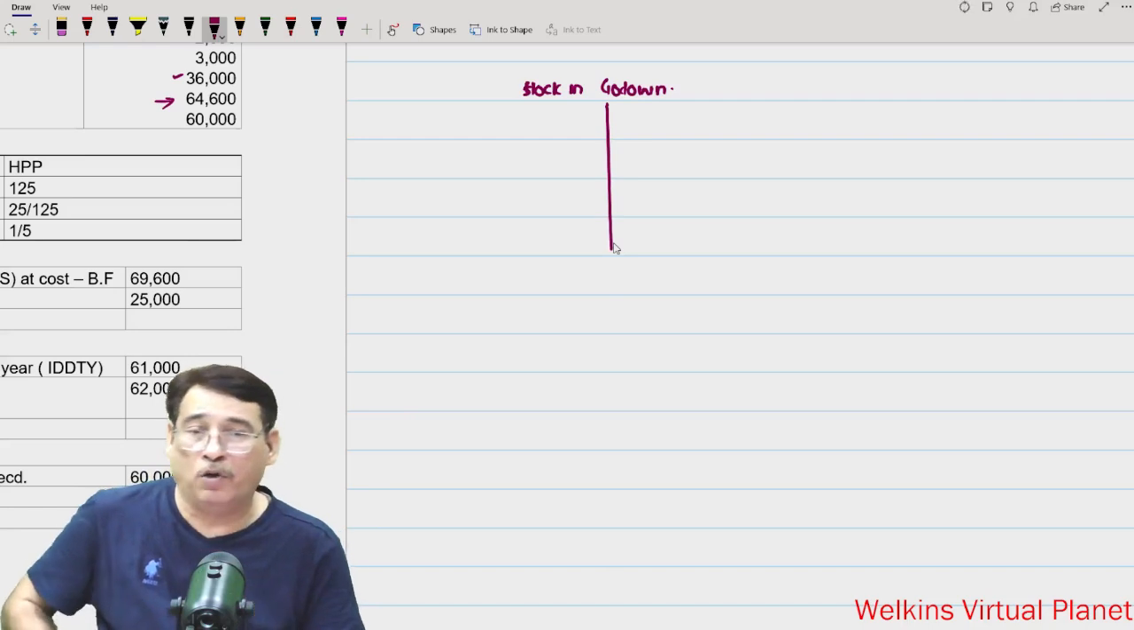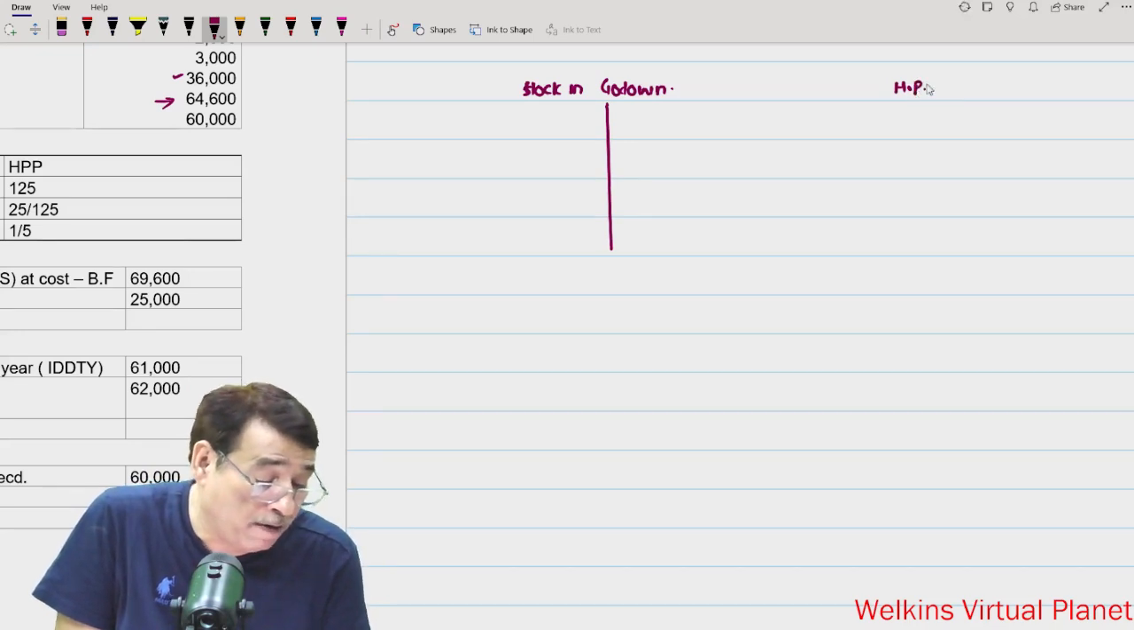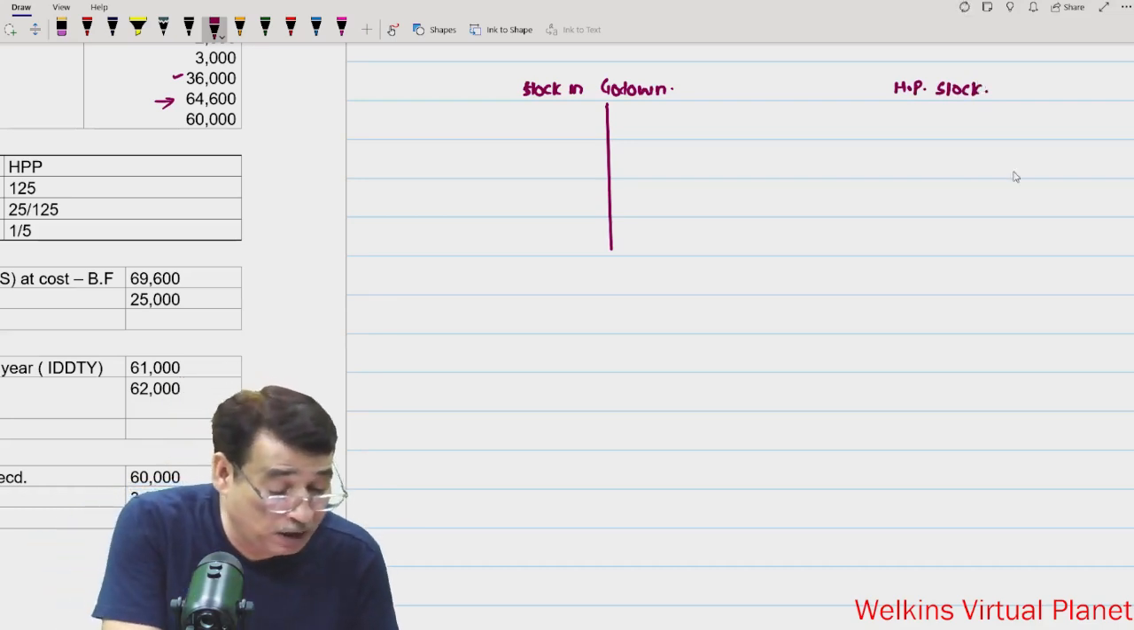Besides the stock in godown account, we are supposed to prepare the higher purchase stock account. So I will prepare the higher purchase stock account, also known as stock with customer account. Correct? Higher purchase stock account I am preparing.